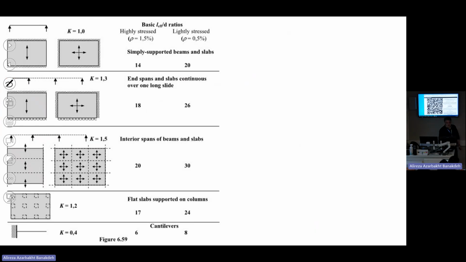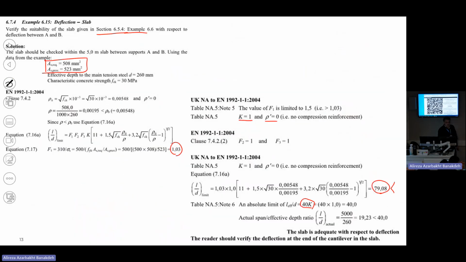So when we come to the last example here, when we use the formula, we get 79 point something, but 40K, because K is 1, is 40. You don't need to comply with 79, actually it's vice versa. You should go for 40 instead of 79. So the actual L over D for this slab is 19, which is less than 40, obviously less than 79, so you are fine.